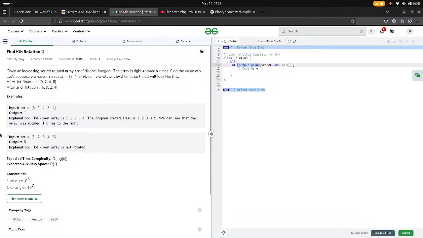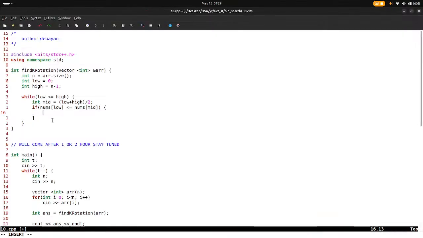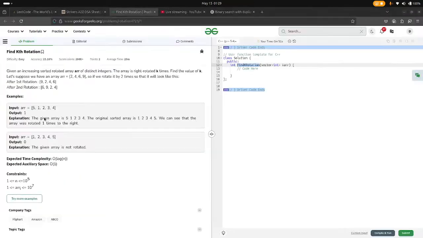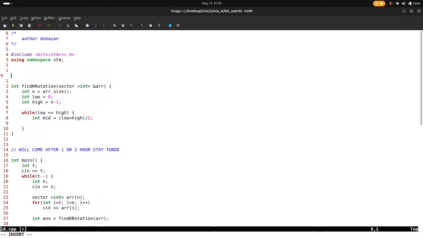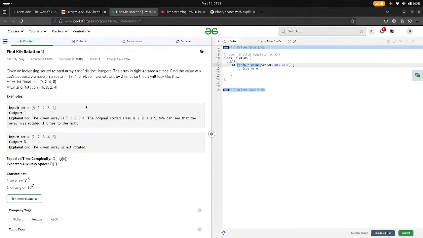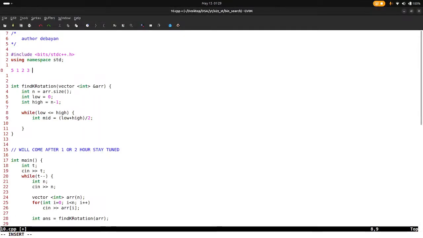All right. So generally, after calculation of mid, I don't really need this. I need a couple of pointers. So let me tell you. Like I have 5, 1, 2, 3 and 4.